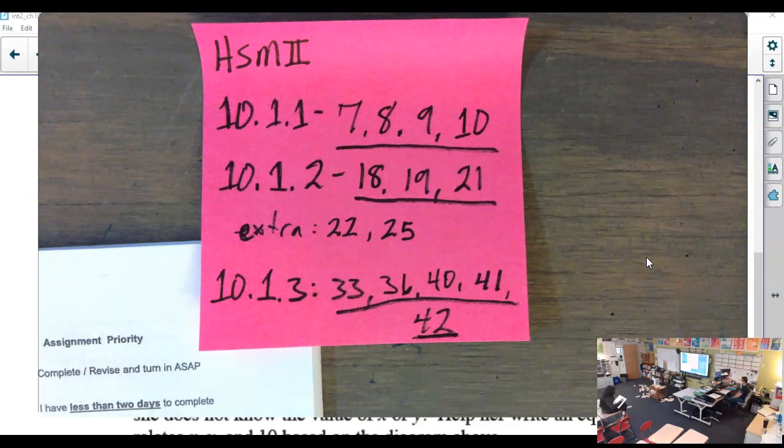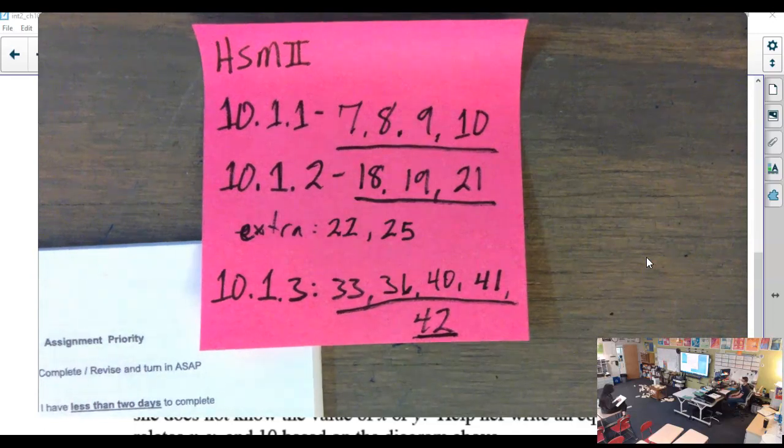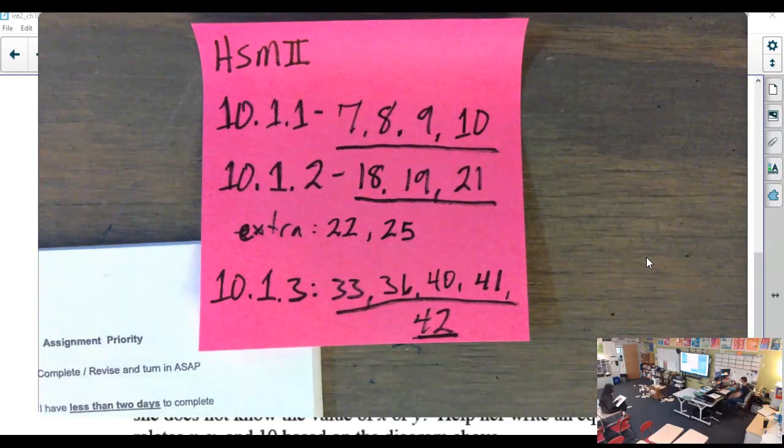Is 10-1-3 a 2-day thing? They plan it as 2 days because it's the mathematical definition of a parabola and how we make a parabola. I don't think we will actually need 2 days for it.